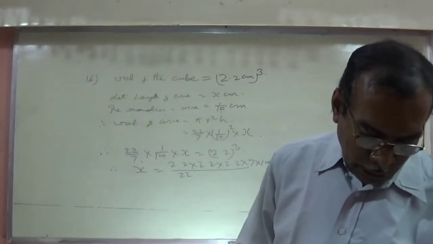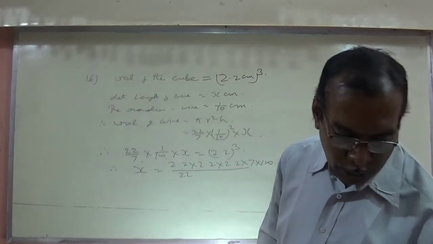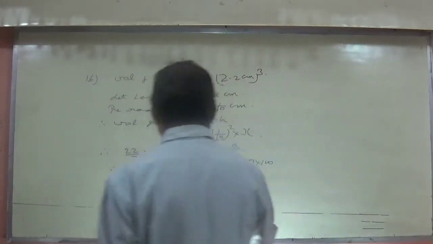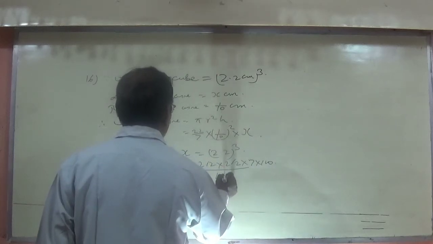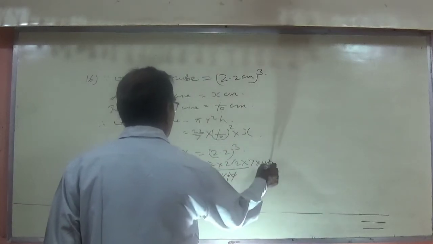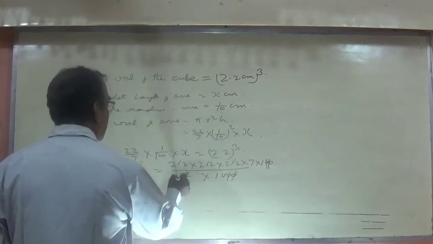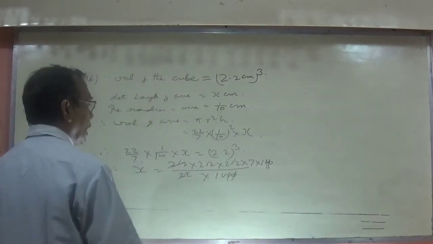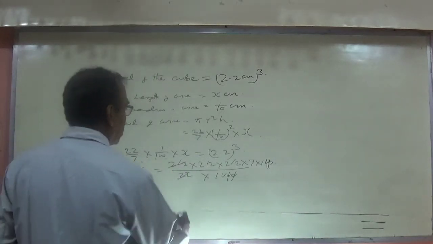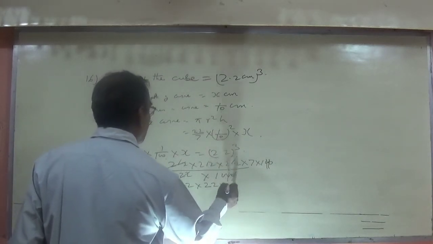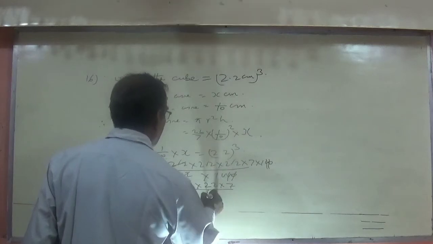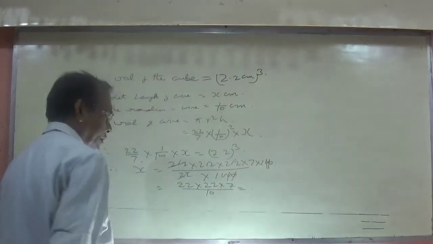Now you will have to take the calculations, the answer will come automatically. So what I feel is that these 3 points will be removed and 1000 will come. This 20 will be cancelled. 22 will be cancelled. Right? So this one is equal to 22 into 7 by 10. Now take the calculations.